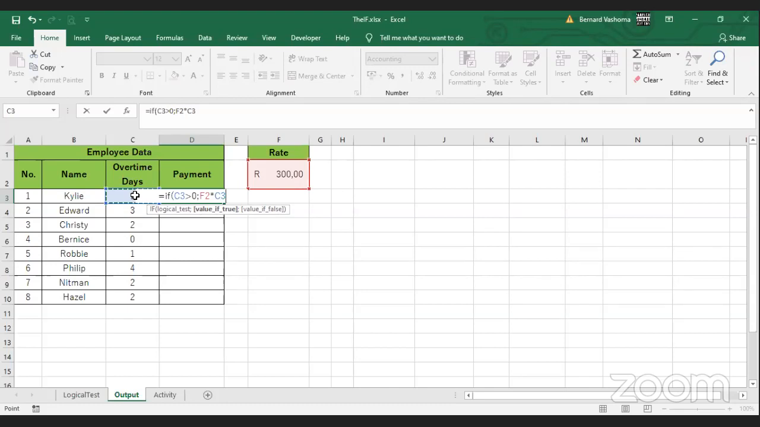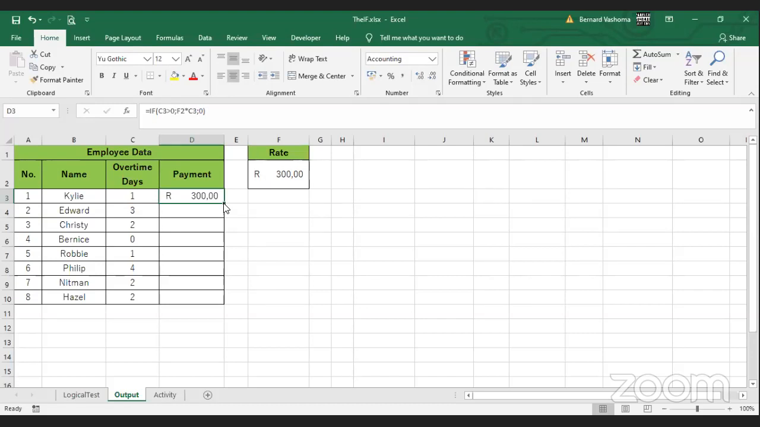Our value of true is a calculation. So if somebody worked overtime, then the value should be greater than 0, and the calculation will be F2 multiplied by C3. Now we go to our value false. So if the value in C3 is not greater than 0, it means the person didn't work overtime, so they won't get any money. So we put 0 there. All right, close bracket. So there we have it. Kyle there worked 1 day, so 1 times 300 Rand is 300 Rand.